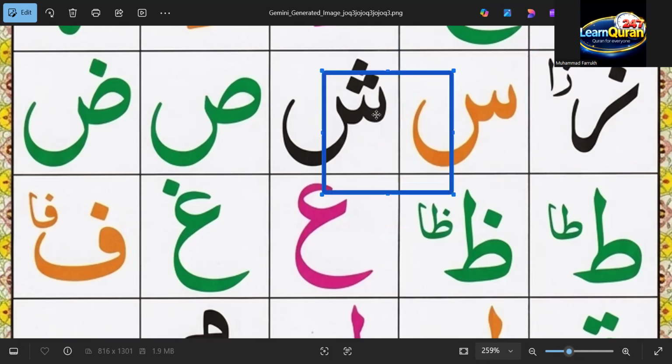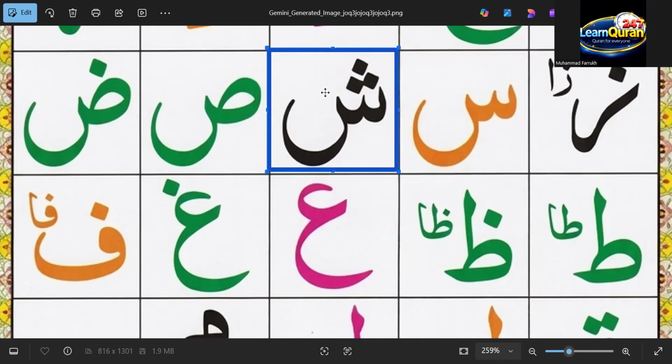Next letter we have is sheen. Sheen, we have three dots up. All right, the sheen is sh, sheen, like makes a sh sound. Sheen, like ocean. Sheen.